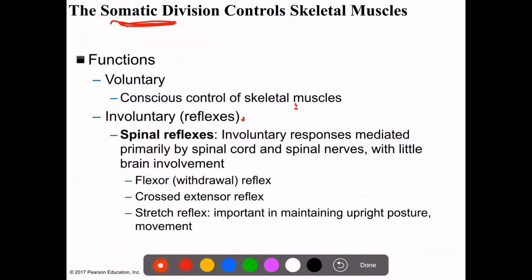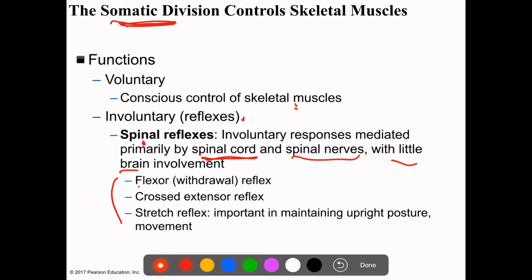There are different types of reflexes. We are going to talk about the spinal reflexes mainly. These are involuntary responses mediated primarily by the spinal cord and spinal nerves. So the decision of the reflex is made at the spinal cord with little or sometimes no brain involvement. The spinal cord will analyze the data and take care of the decision.